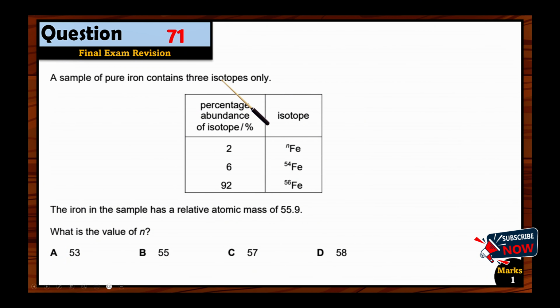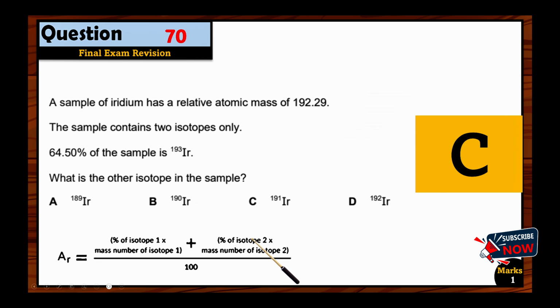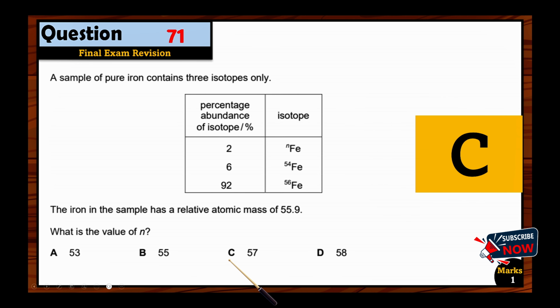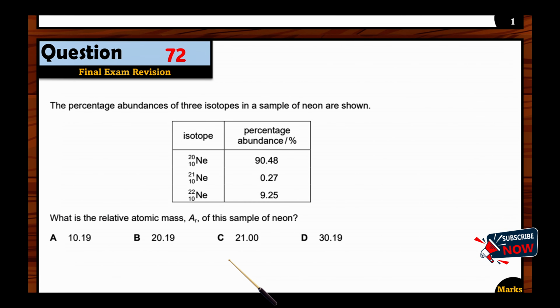A sample of pure iron contains 3 isotopes only. The iron in the sample has a relative atomic mass of 55.9. What is the value of N? Again, you have to find the mass. The percentage abundance is already given here. So again, you will use the same formula, but now with 3 isotopes. You calculate everything and then divide by 100. The relative atomic mass is already given, so just do the calculations and you will get the answer. The answer is option C. You can try it and find that option C is correct. You will also get 57.